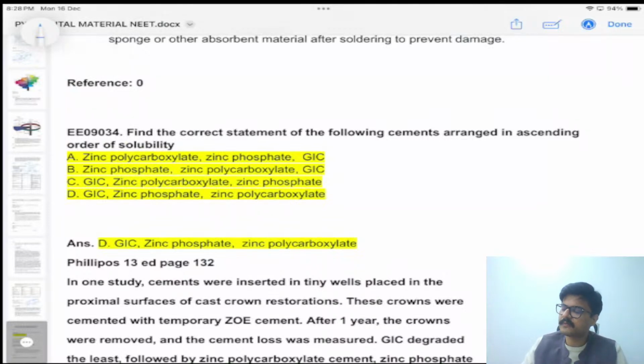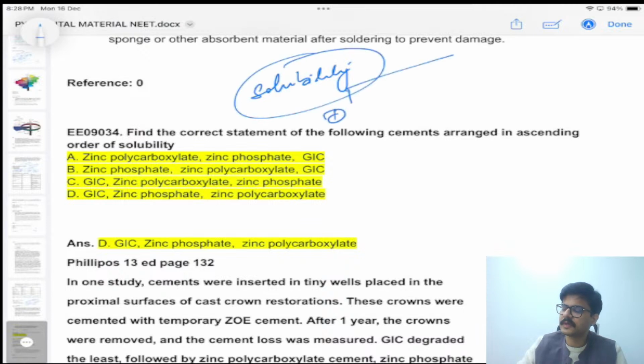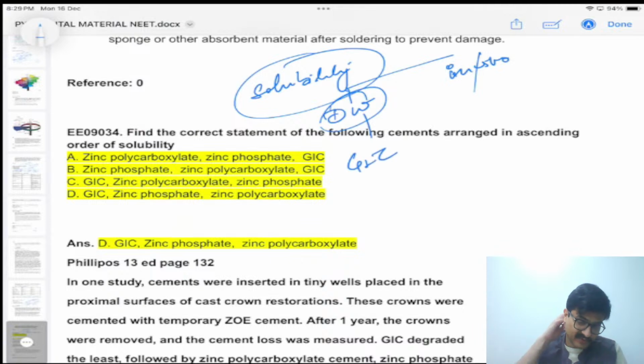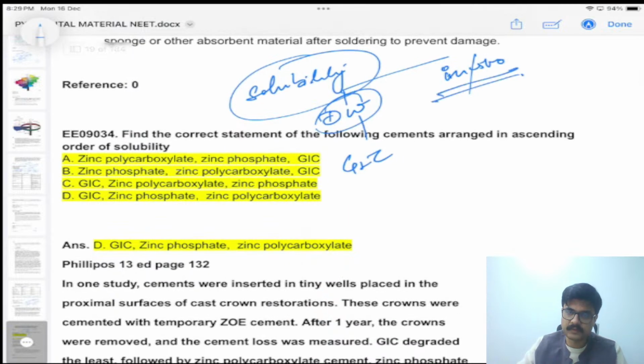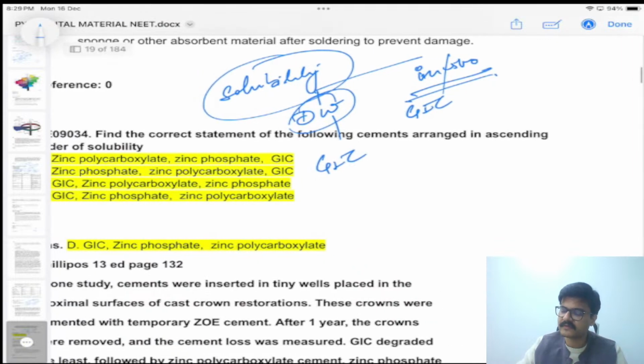Okay, yeah, great controversial question. Find the correct statement of the following cements in ascending order of solubility. Now, guys, solubility, you have distilled water solubility, and you have in vivo solubility. Now, if it's mentioned in distilled water, then obviously out of these conventional cements, GIC has the highest, right? So look for GIC, right? But when it's not mentioned, then in vivo solubility order is GIC lowest. So ascending order, GIC is the lowest.